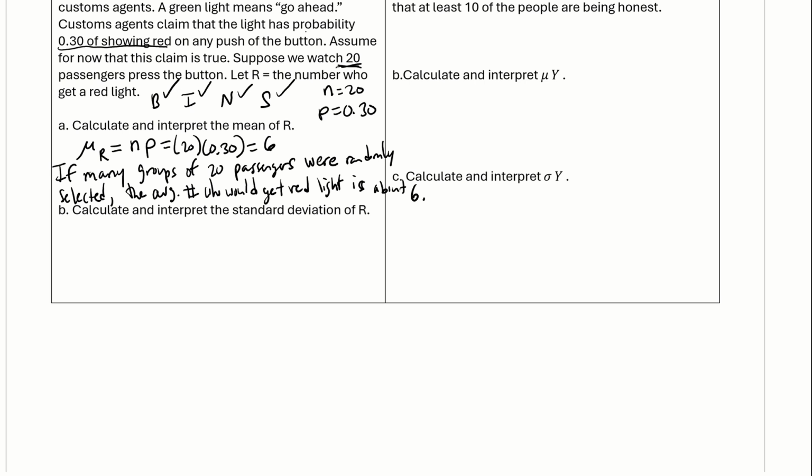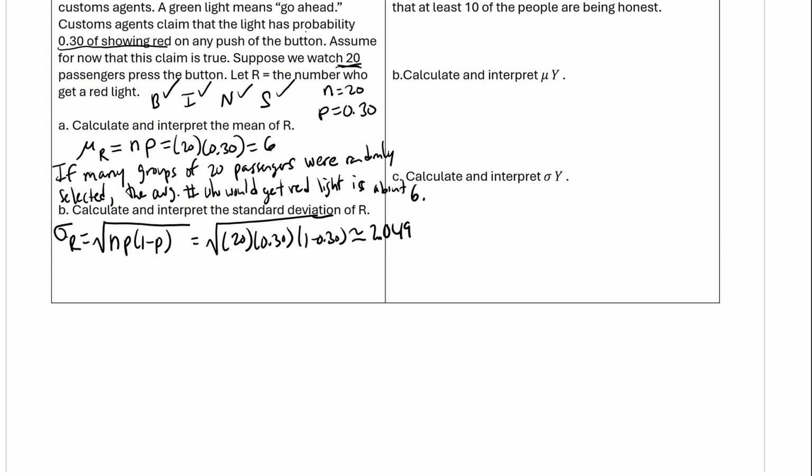Now let's calculate the standard deviation. The standard deviation, sigma R, is the square root of np times 1 minus p. So we get the square root of 20 times 0.30 times 1 minus 0.30. You get about 2.049. So let's interpret that.